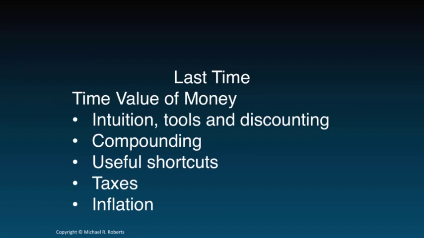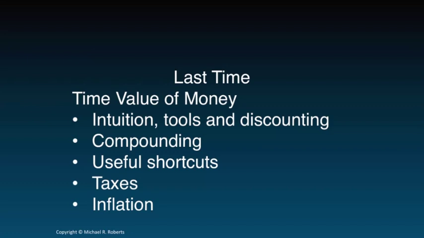Then we introduced the tools associated with the time value of money, namely a timeline, which is just a visual representation of when money is coming or going, and a discount factor, which is our exchange rate for time. It's what we used to move cash flows forward and backward in time. Then we used those tools to discount cash flows, that is, move them back in time, and compound cash flows, or move them forward in time. We introduced some useful shortcuts, namely the present value of an annuity formula and the present value of a perpetuity formula, as well as formulas for the present value of a growing annuity and a growing perpetuity.